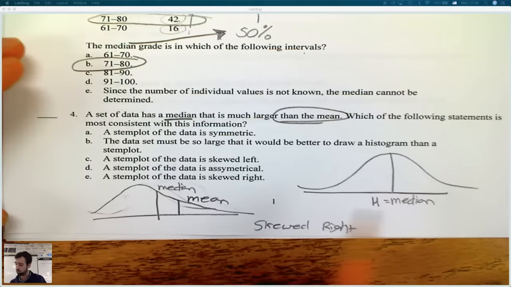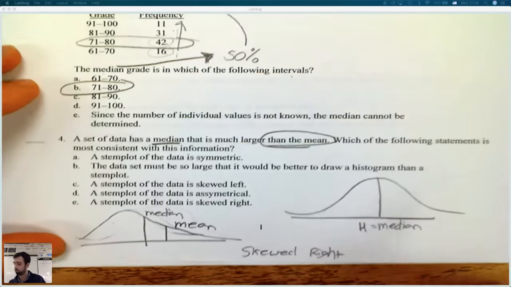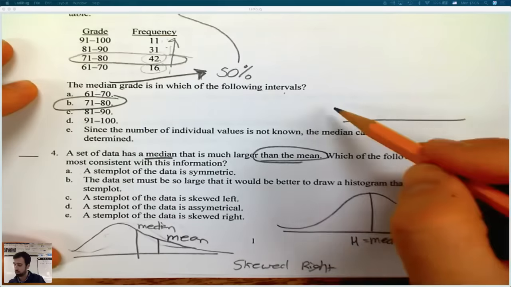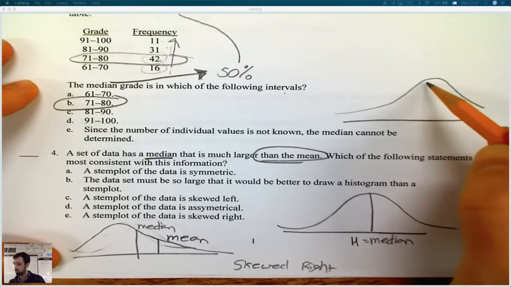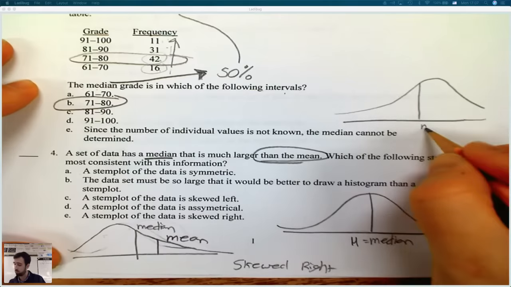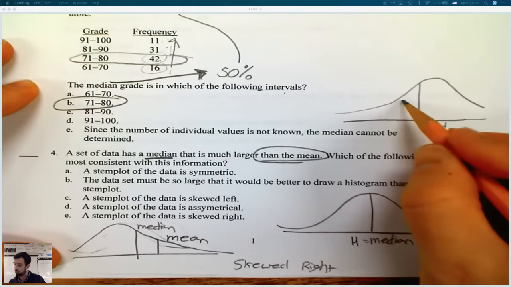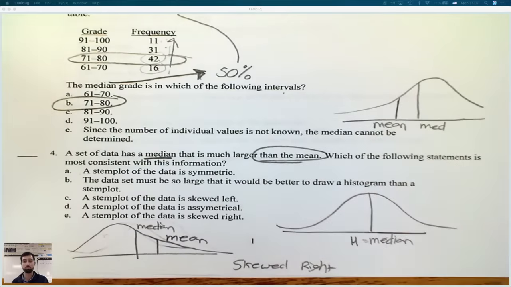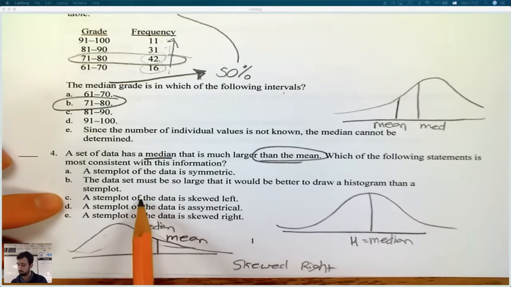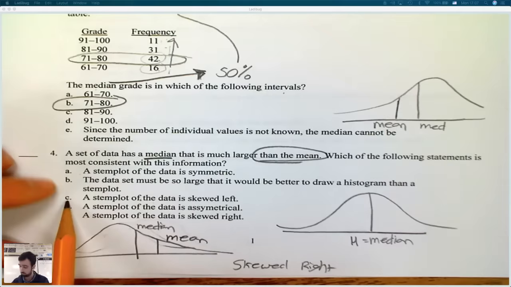That's skewed. I'll draw it up here. That's skewed to the left, where the median is larger than the mean. So this data is skewed. The stem plot is skewed to the left. See, let's double check. Yep.